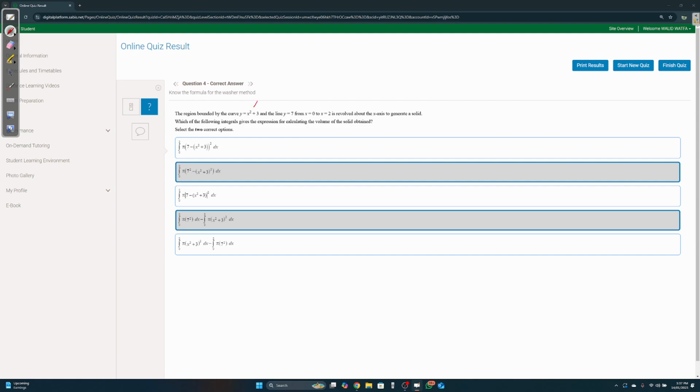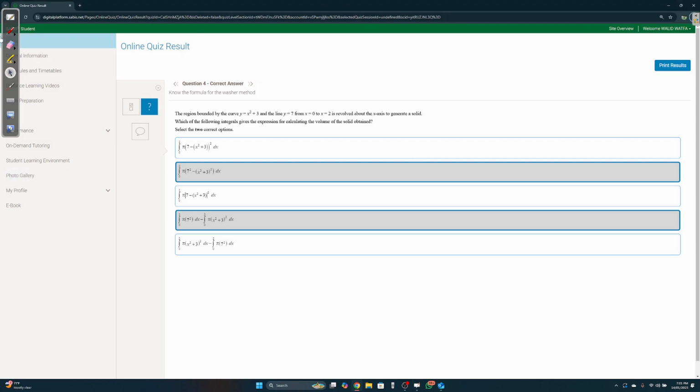The region bounded by the curve y equals x squared plus 3 and the line y equals 7 from x equals 0 to x equals 2 is revolved around the x-axis to generate a solid. Which of the following integrals gives us the expression for calculating the volume of the solid obtained? Here we have two y's, y equals something. There's two of them, right? So that means we have to use the washer method.